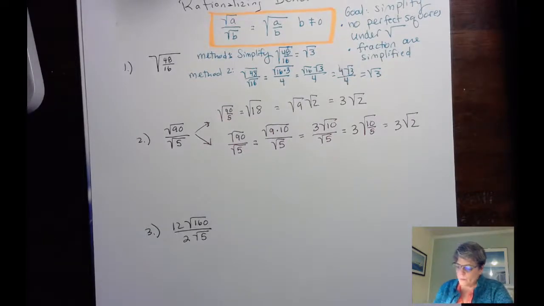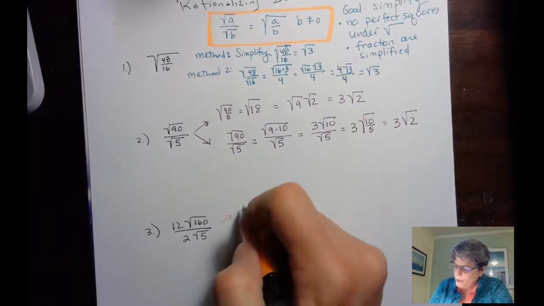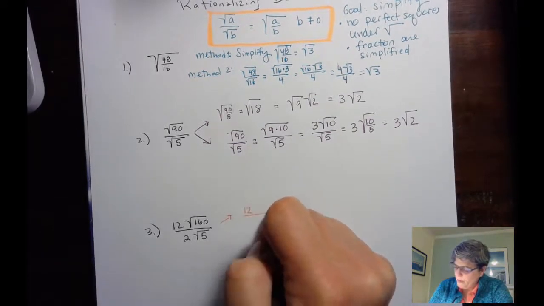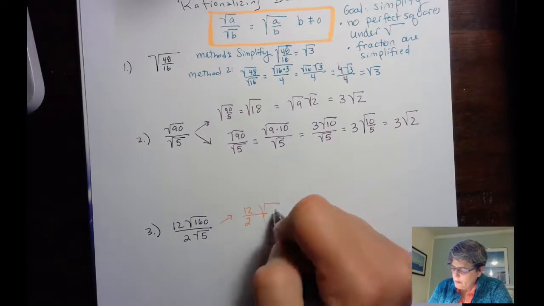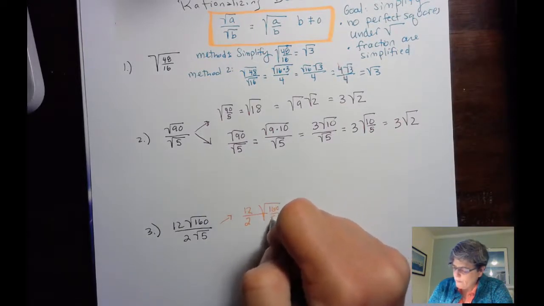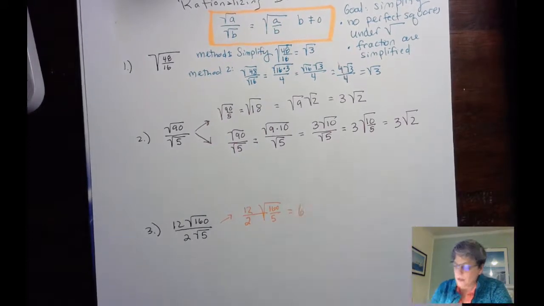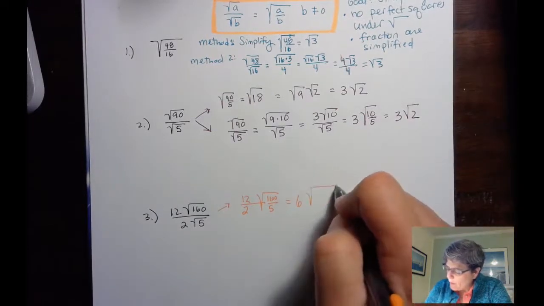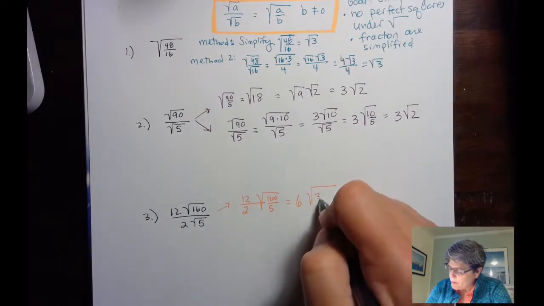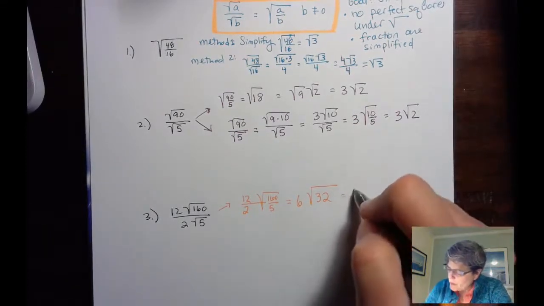Number 3. We'll go with the first method, which is putting both numbers under the same radical. So it would be 160 over 5. The 12 over 2 is 6. We've got to reduce that. And then we have the square root. 5 goes into 160, 32 times, I believe. So we get 6 times the square root of 32.